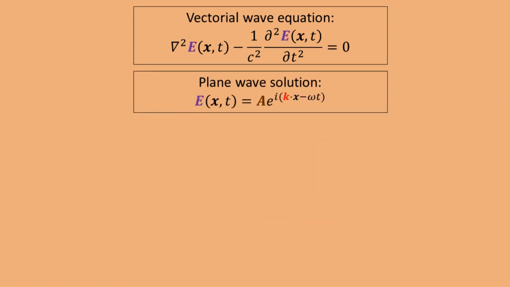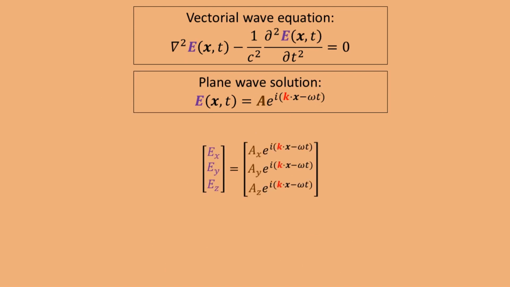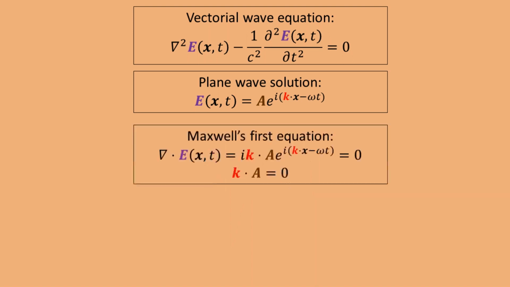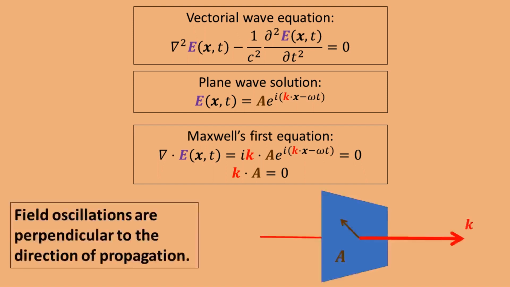We can write down the plane wave solution, which basically says that each component of the field is a plane wave with the same wave vector k that indicates the wavelength and the direction of propagation, and each field component has a different complex amplitude ax, ay, az, which are contained in the vector a. If we plug this result in the first Maxwell's equation, we see that the amplitude vector and the wave vector have to be perpendicular to each other. What this means is that the oscillating field vector should always be perpendicular to the direction of propagation if the field is propagating in vacuum.